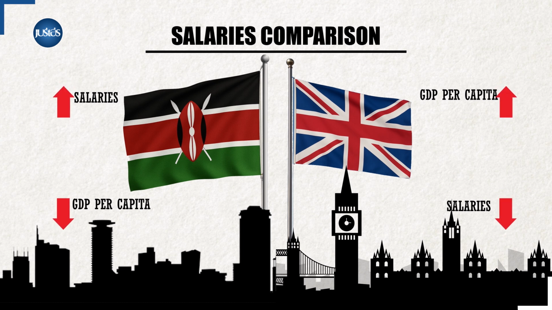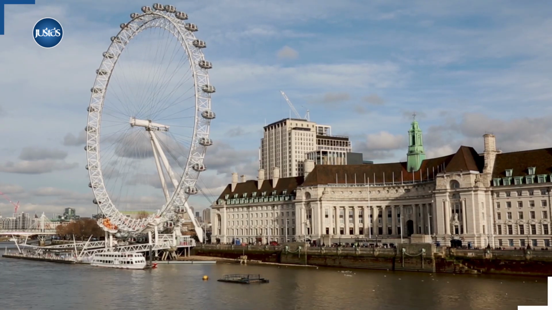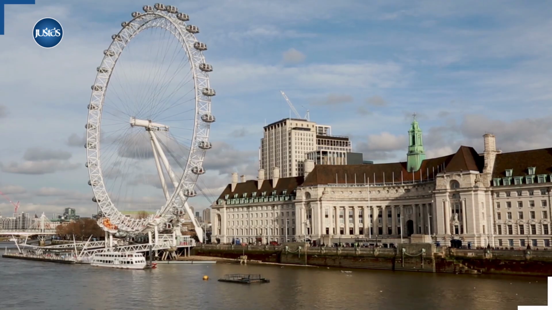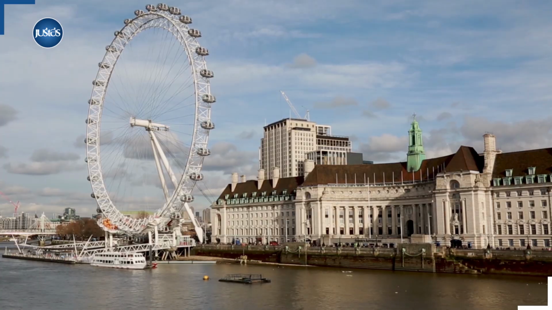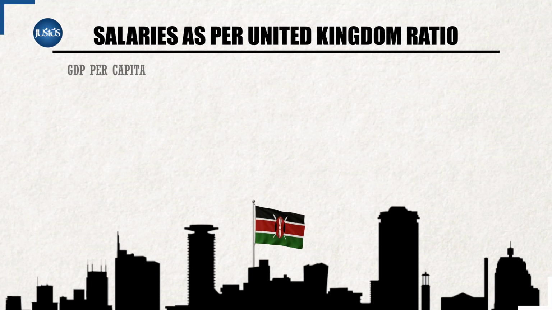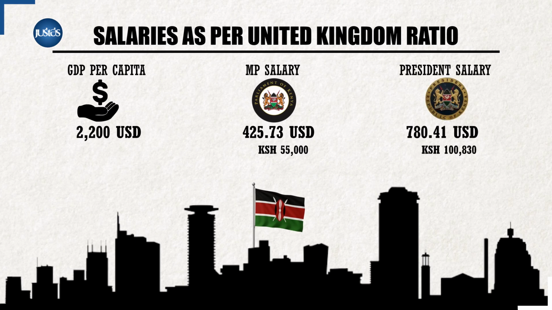With a GDP per capita of about 52,637 USD, the Prime Minister earns 18,675 USD, and a member of Parliament earns 10,186 USD. If Kenya, with a GDP per capita of 2,200 USD, were to follow the UK's ratio, the president would earn roughly 780.41 USD, about 830 Kenyan shillings, and a member of parliament would make around 425.73 USD, approximately 55,000 Kenyan shillings.